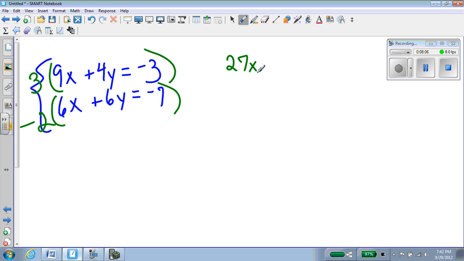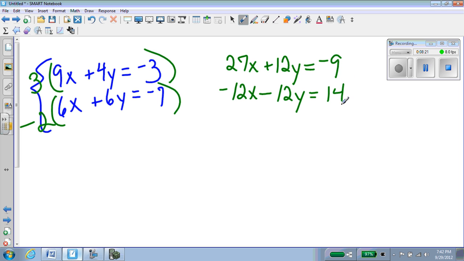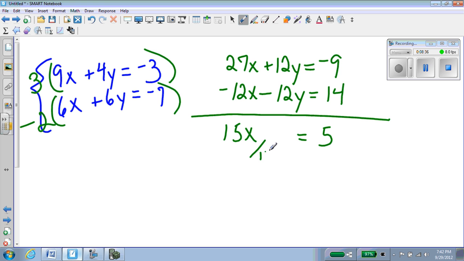So I have 27x plus 12y equals -9, with -12x minus 12y equals positive 14. Okay, so this is 15x equals 5. Divide both sides by 15. So x equals 1/3. Eek. No wonder the numbers were so ugly. Okay, so x is 1/3.